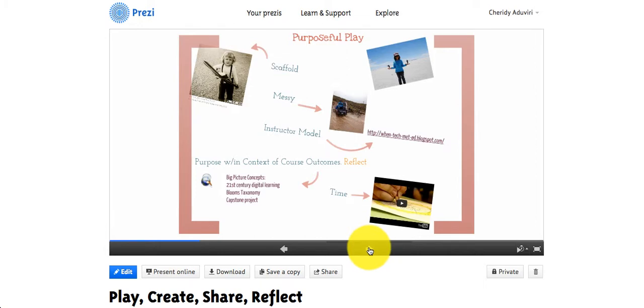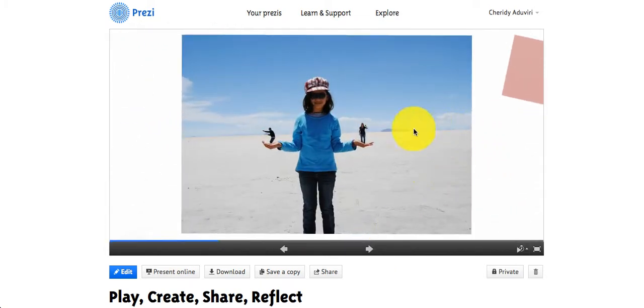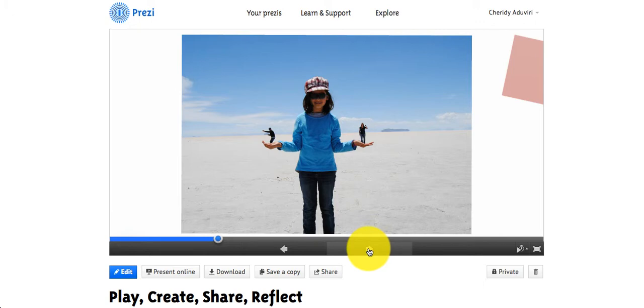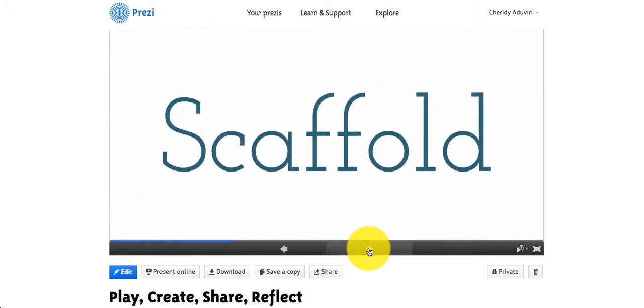And I try to do this even in my own life. Here I am a few years ago in Bolivia, and all I had was a camera, and I had some fun with it. Here's my daughter, and she was holding me in one hand and my husband in the other hand. And I've been able to use that for a lot of things.